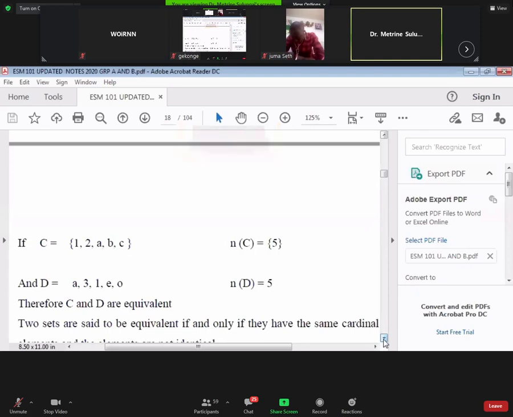For example, let's look at C. C has elements 1, 2, A, B, C, and D has elements A, 3, 1, E, O. So how many elements do we have in C? 5. How many elements do we have in D? 5. But are the elements similar? No. So this is an example of equivalent sets, which is different from the other one. The other one, they were similar and equal in number. So get that clearly?